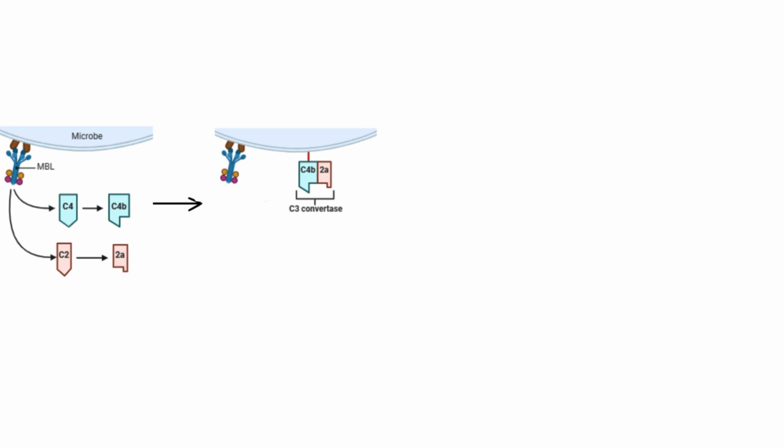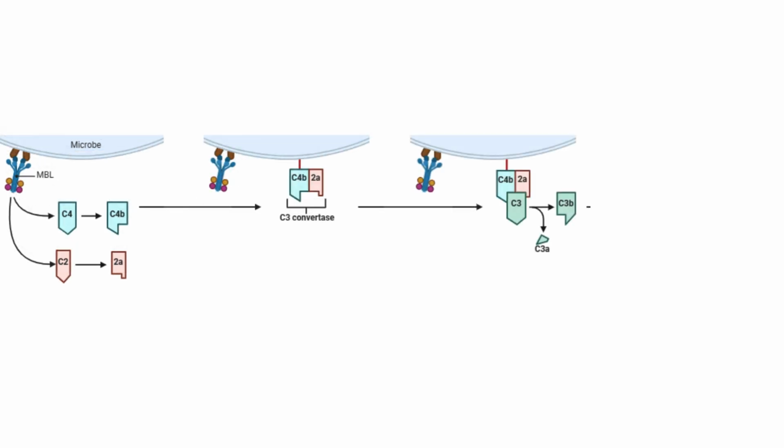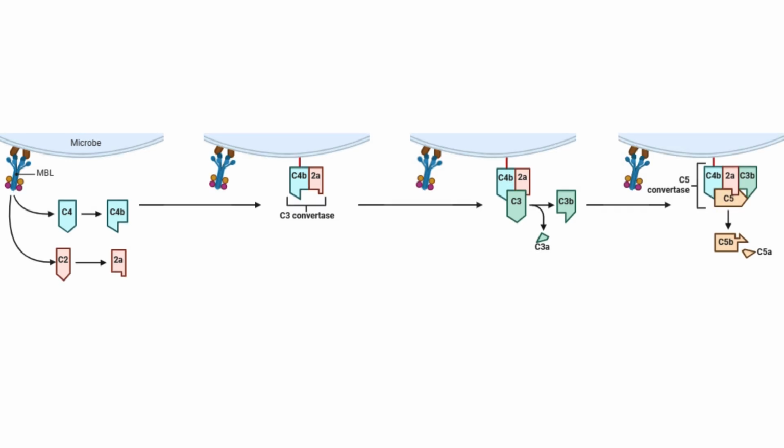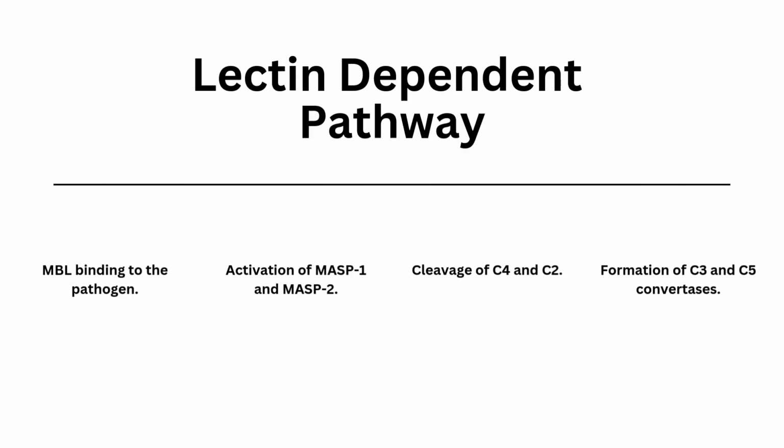The C3 convertase cleaves C3 into C3a and C3b, with C3b amplifying the response by depositing on the surface of the pathogen, ultimately leading to the formation of the C5 convertase and activation of the terminal pathway. The lectin pathway is a powerful mechanism for recognizing and responding to pathogens without the need for antibodies. By activating the complement cascade, it amplifies the immune response and contributes to pathogen elimination.